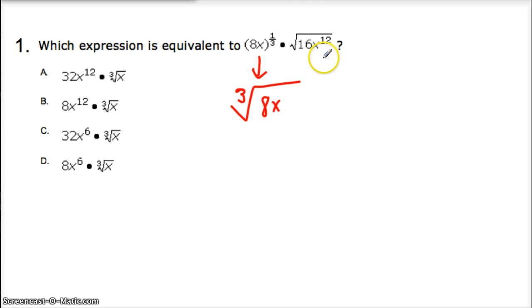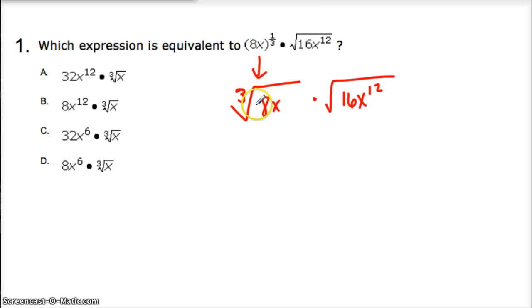You also notice that this says the square root of 16x to the 12th. Now, some of you might think, well, I can just multiply those together, and you can't because this index is a 2 and this is a 3, and in order to do that, all the indexes have to be the same. So what you're going to do is reduce here.